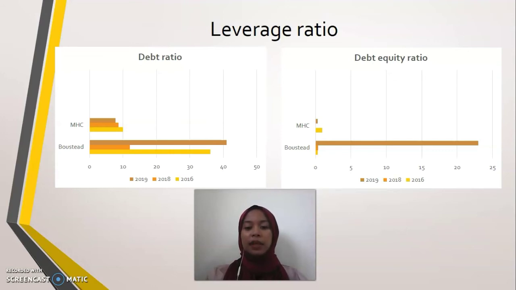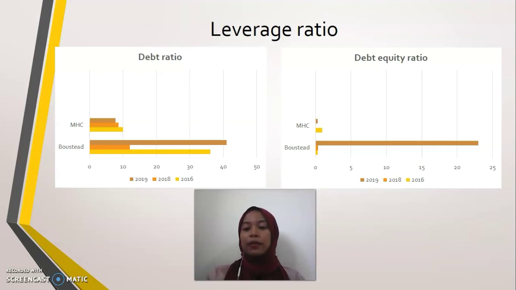For MHC plantation, the debt ratio in 2018 is the lowest compared to 2016 and 2017. It shows that the assets that are provided by creditors are increasing. The debt equity ratio helps people to know the percentage of company financing that comes from creditors and investors. The higher the debt equity ratio, the more the company's creditor financing than investor financing.